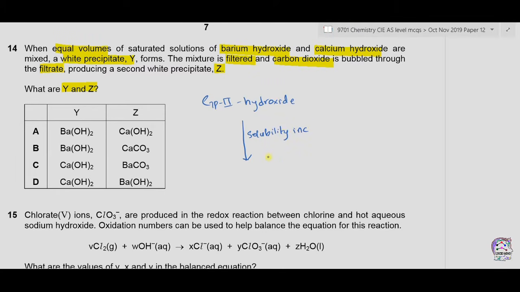So therefore we can say that calcium hydroxide is less soluble than barium hydroxide. So when barium hydroxide and calcium hydroxide are mixed with each other, the solubility of barium hydroxide will be high and calcium hydroxide will become a precipitate. So precipitate Y is calcium hydroxide. And the filtrate will be barium hydroxide.